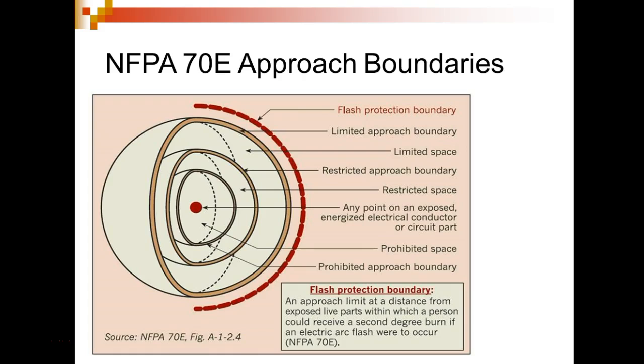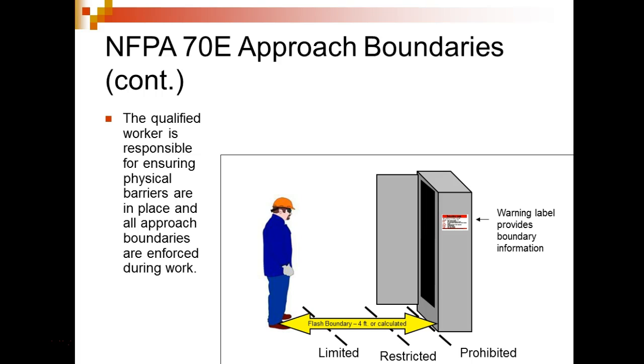Then the next slide talks about the different boundaries you're in, and what PPE you're going to require depending on what boundary level you're in. The closer you get to the actual energized equipment, the more safety equipment you're going to have on, right? Everybody okay? The qualified worker is responsible for ensuring physical barriers are in place and all approach boundaries are enforced during work. Limited, restricted, and prohibited.